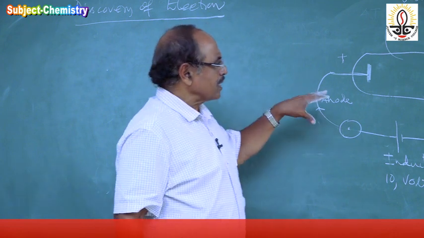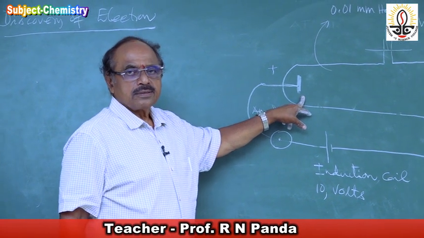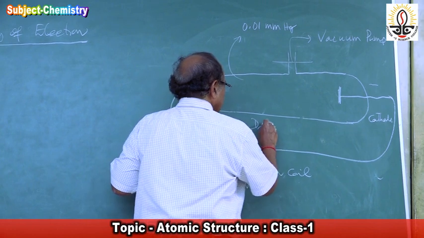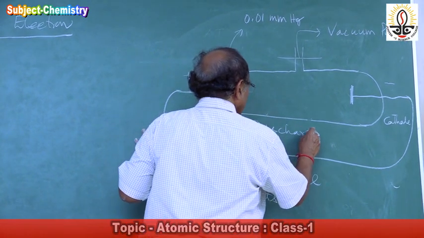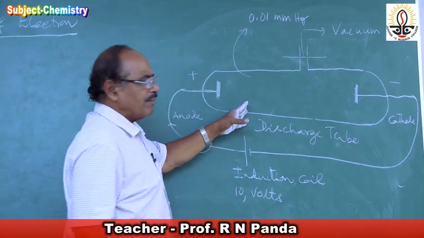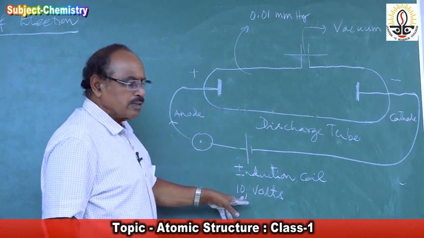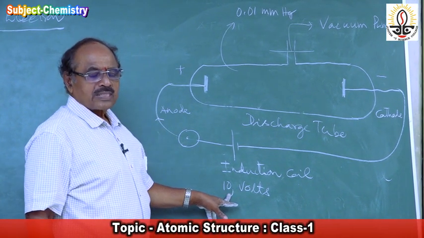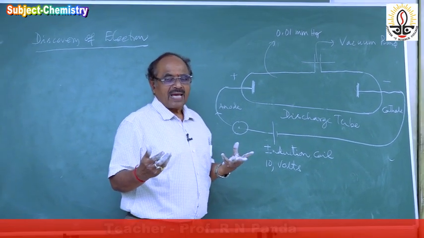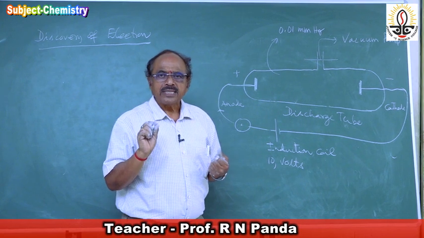So when the high voltage of electricity was passed through a gas in a discharge tube, they call this a discharge tube. The discharge tube is made up of glass. How much? 10,000 volts of electricity was passed through the gas. A glow appeared to emerge. I am using the words appeared to emerge.